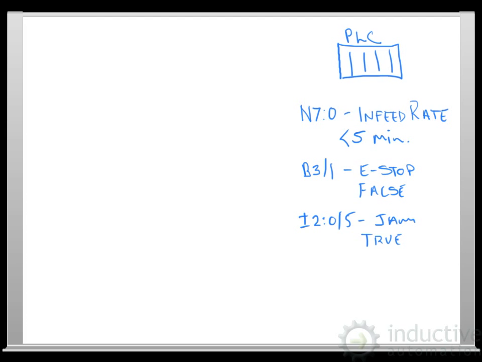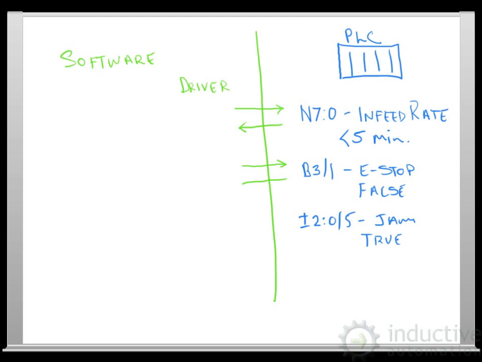So let's take a look at the software side here and how that would work. Okay, the software needs a driver. It might be OPC. And that driver is responsible for saying, hey, give me the value of N70. And that value comes back. And then it will say, give me the value of B31. And that value comes back. And then give me the value for I205. And then that value comes back.